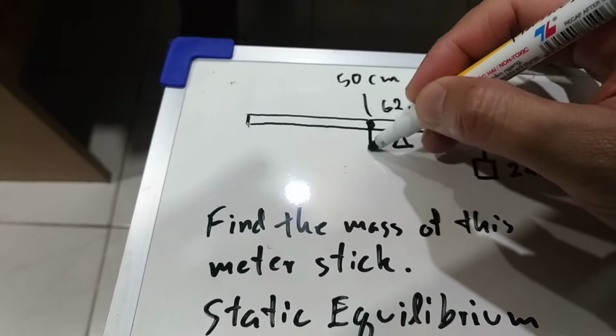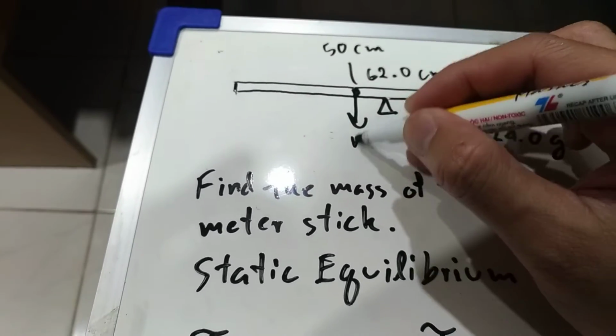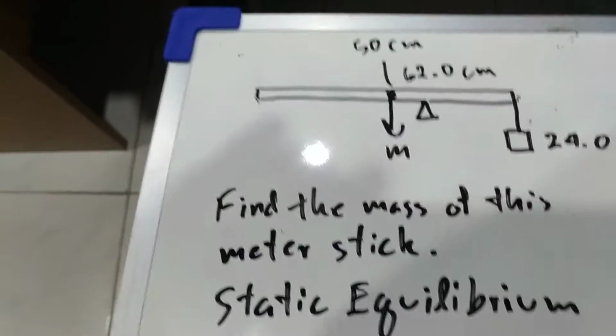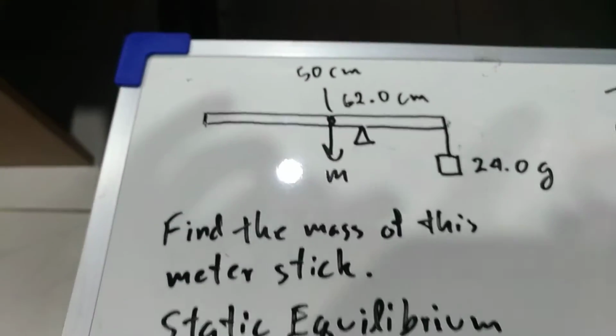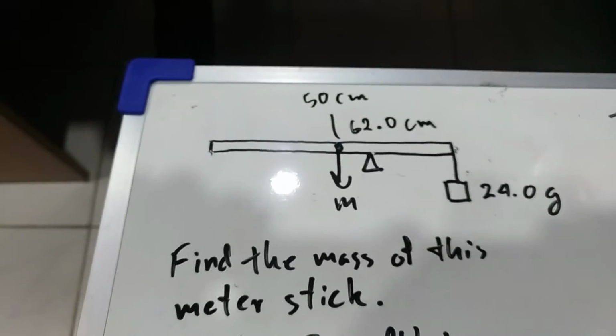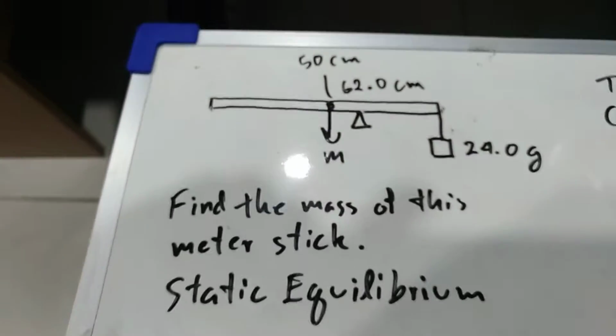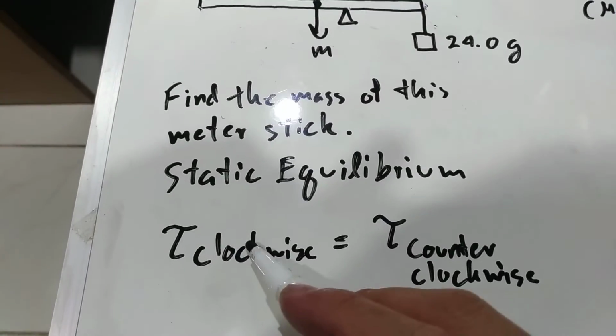So let's put the mass of the meter stick right there, m, but we don't know what it is. We have to find out. Okay, so now static equilibrium, which will be the same with all the questions that you will see. So nothing will move, that means the torque.